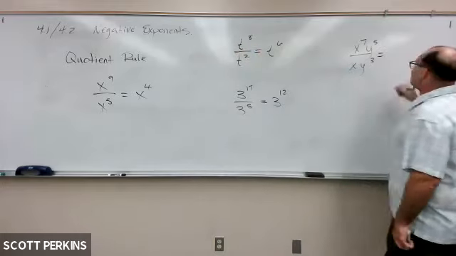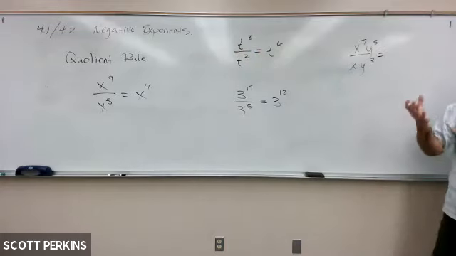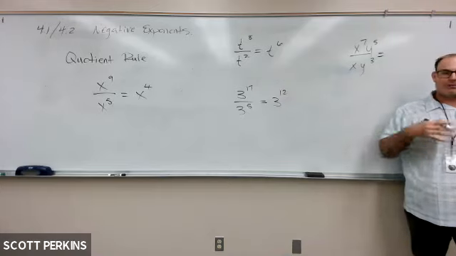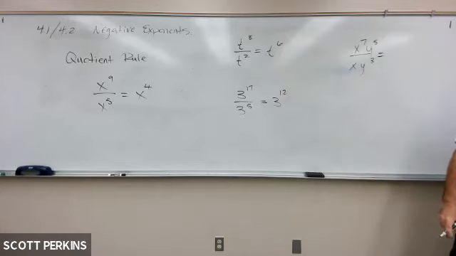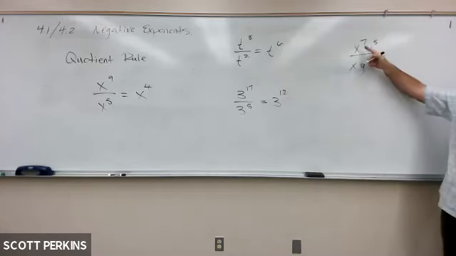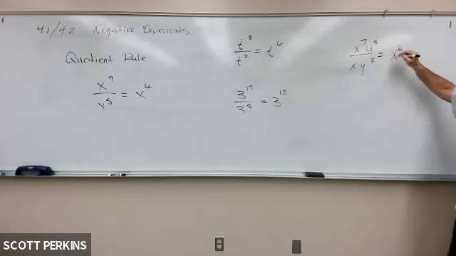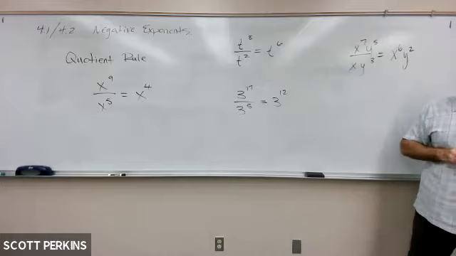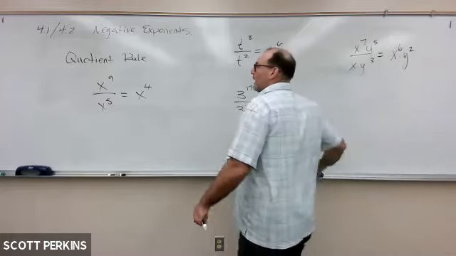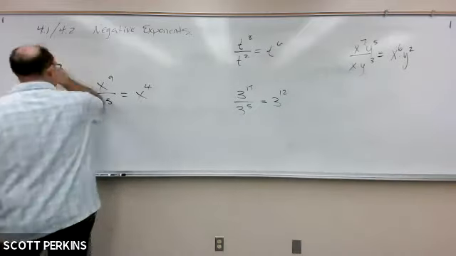And then this last example, again, is just what happens if I have different bases? Well, you just combine the ones that are alike. The x's go with the x's, the y's go with the y's. So if I have x to the 7th divided by x, how many x's is that? And if I have y to the fifth divided by y to the third, how many y's is that? There you go. x to the sixth times y to the second. That's called the quotient rule. That's what happens when you divide the bases.